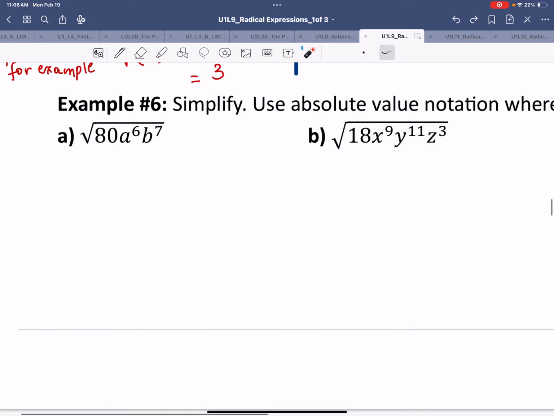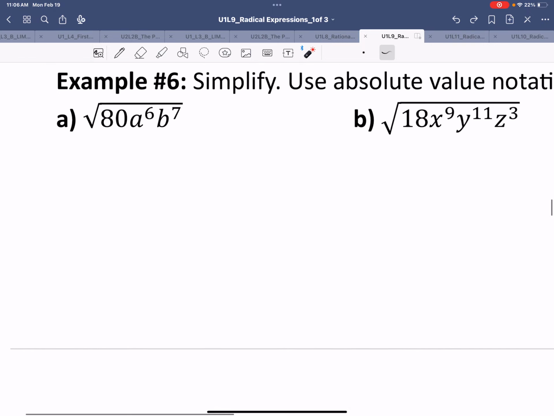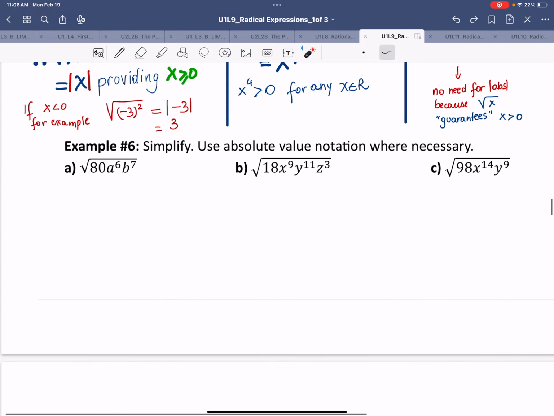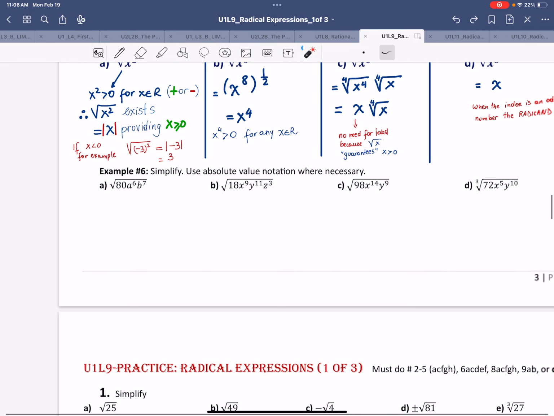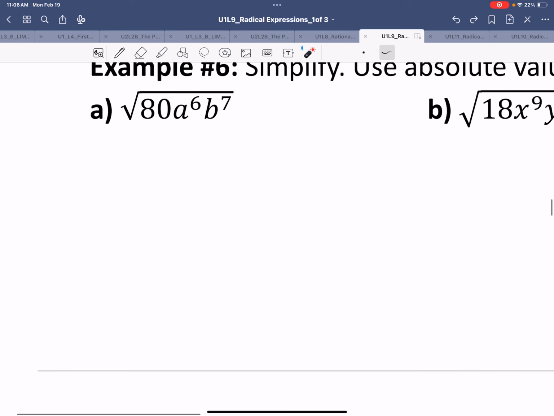Now we're going to look at example number 6a. So we are simplifying bigger expressions now. As you can see, we have even roots everywhere, and I took square roots in all the examples and the third root down here. So let's start with the first one. So we have a coefficient, variable a, variable b. The index here is 2.